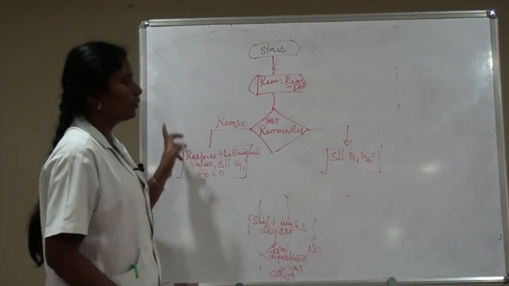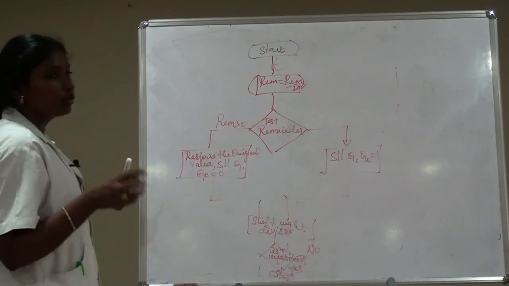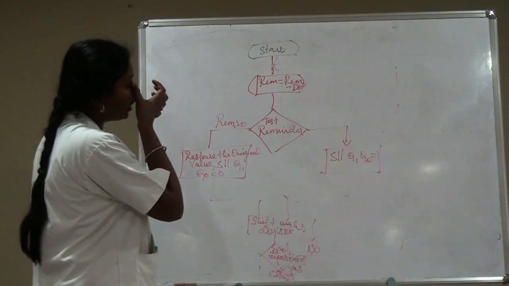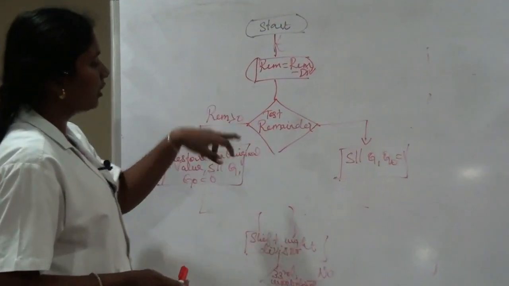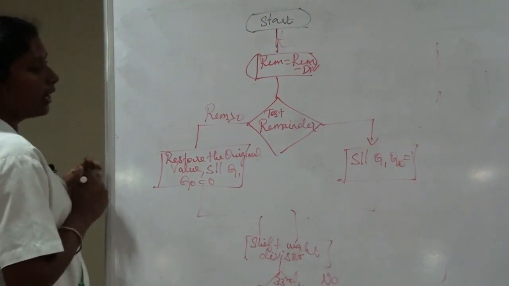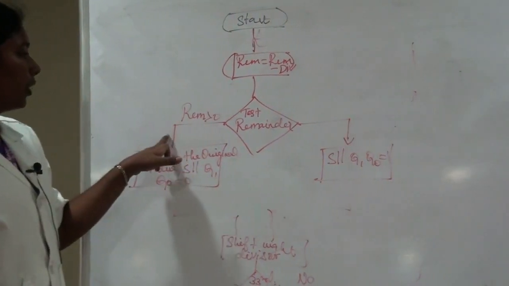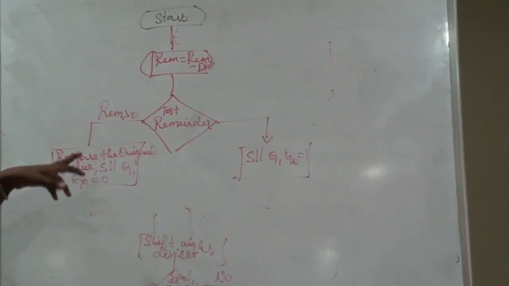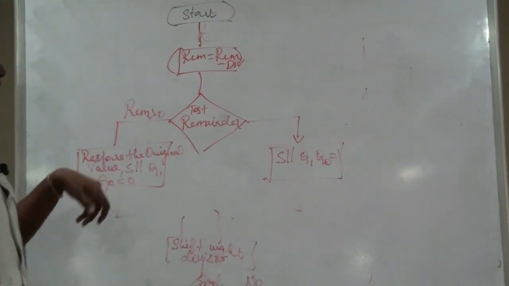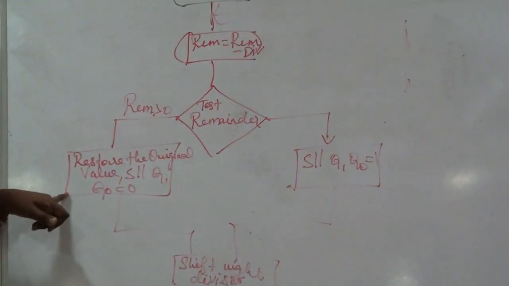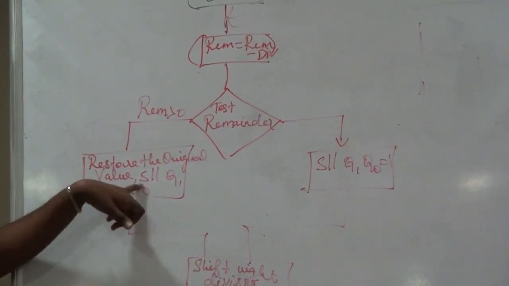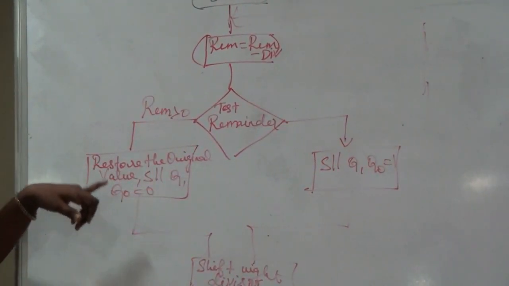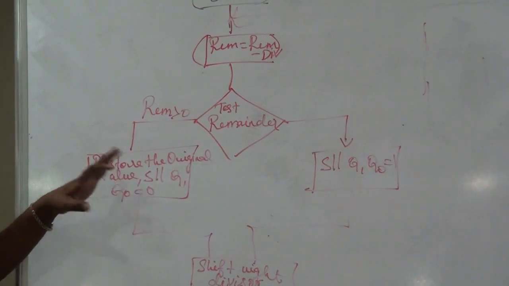Here there is a division algorithm. In that we have to first check the remainder equal to remainder minus divisor. This is a basic operation. Next you have to check the remainder's first bit, whether it is equal to 0 or greater than 0. If the value is greater than 0, you have to restore the original value in the remainder, then shift left logical the quotient register and set Q naught equal to 1.